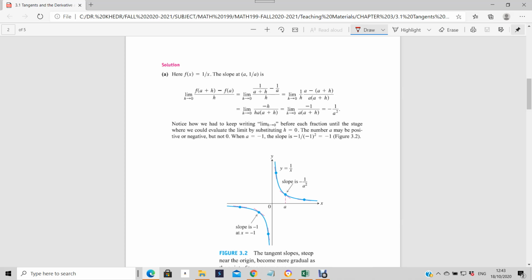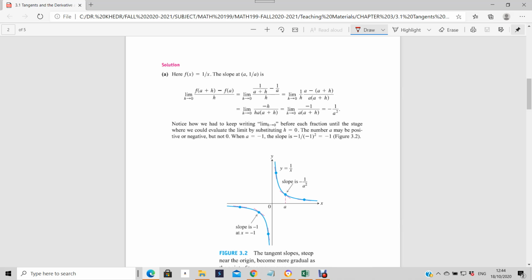Now f of x plus h means I have to go back to this function 1 over x and substitute x by a plus h. You can see here 1 over a plus h minus f of a. F of a will be, instead of x, a, 1 over a, divided by h. So I have to solve this, find this limit.